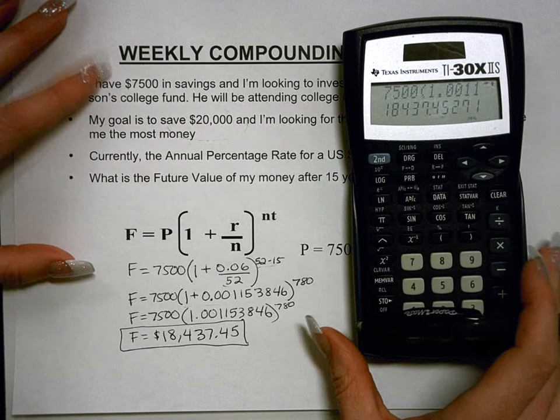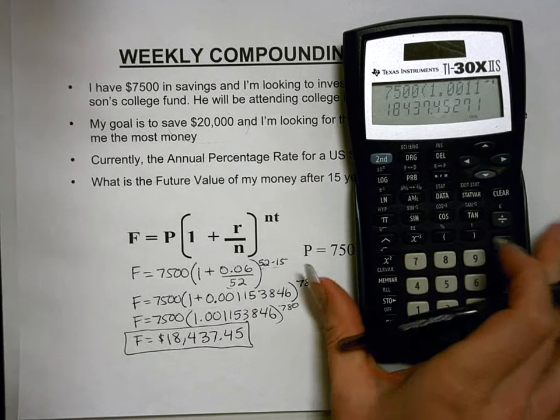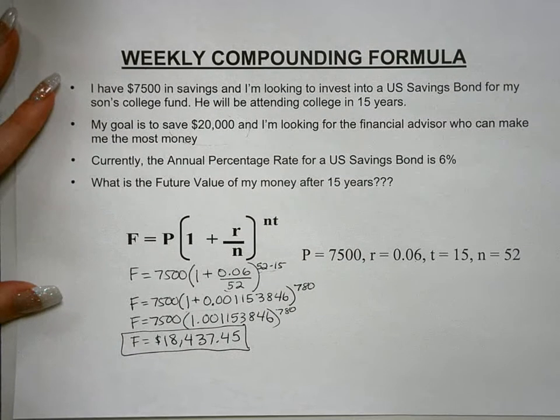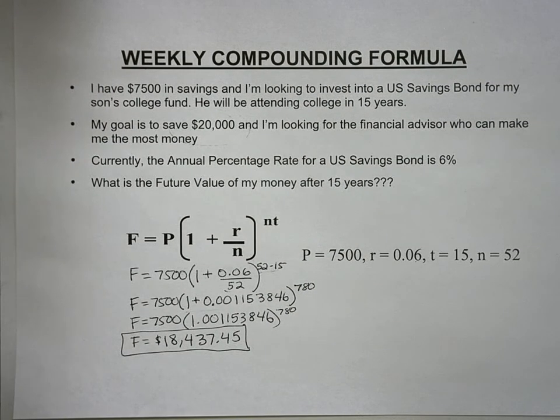So what we're going to look into next is the daily compounding formula and the continuous compounding formula to see if I can achieve my goal of $20,000.